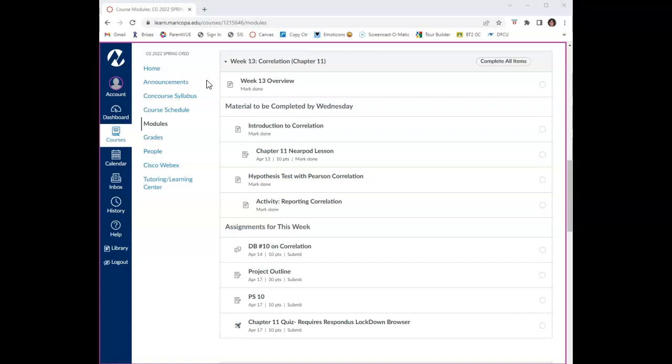The word of the week is relationship. This chapter introduces a new statistical test that will allow researchers to measure if there is a relationship between variables.